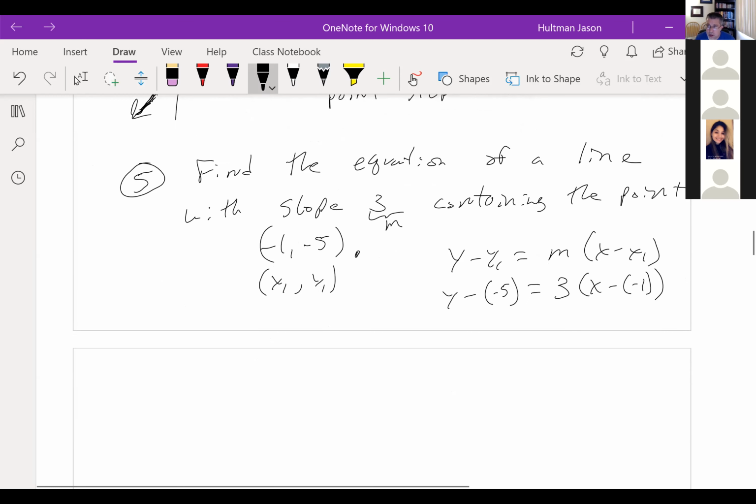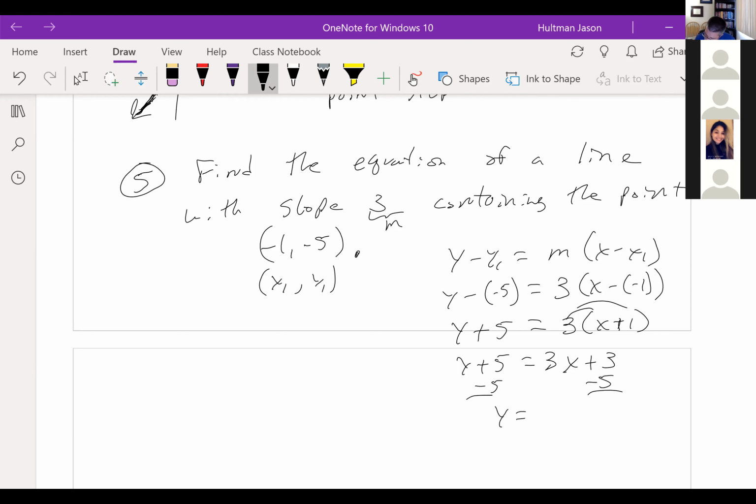Okay, so I'm going to simplify this and clean it up. I'm going to put it into slope-intercept form. This becomes y plus 5 is equal to 3 times x plus 1. I'm going to distribute. I get y plus 5 equals 3x plus 3. And I'm going to subtract 5. And I get y equals 3x minus 2.